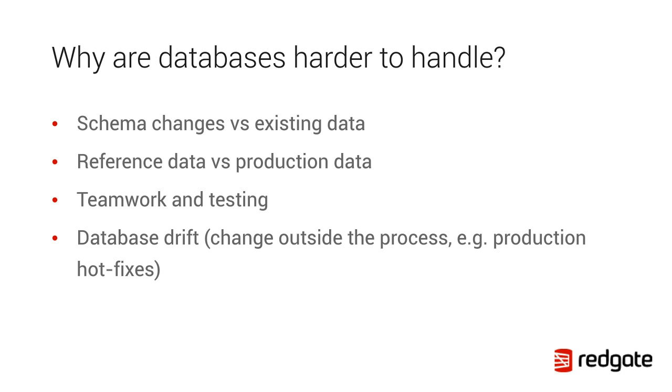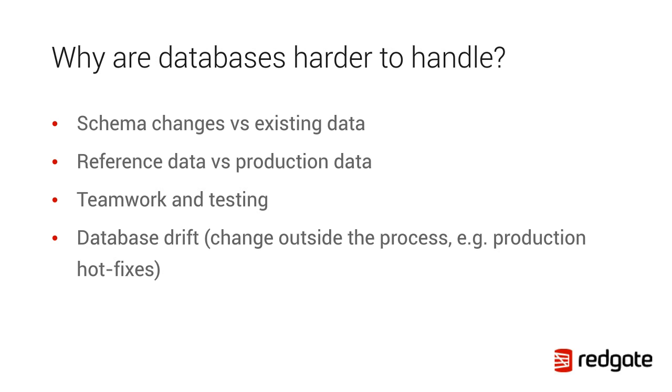Another thing is that the data in the database is often of two different kinds. We've got some production data in that database, some customers, some orders, and we definitely want to keep those, and we don't want those to change during the deployment. But then we might have some reference data. Maybe this is a list of countries in the world or a list of product categories or something like that.